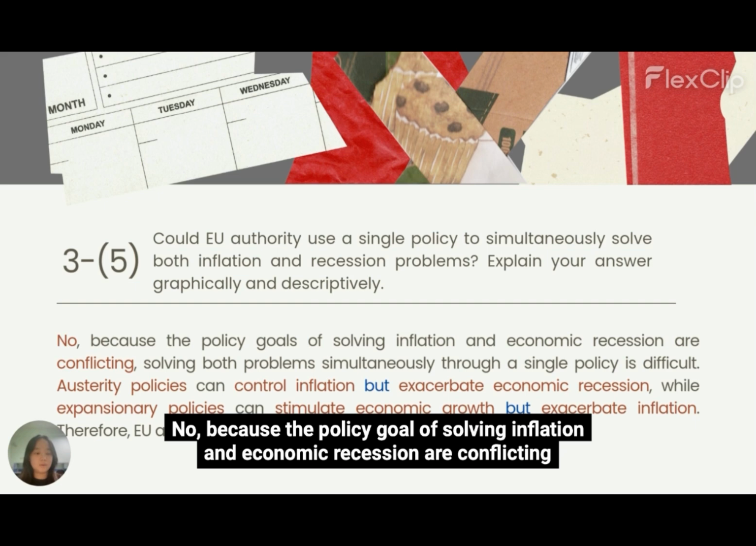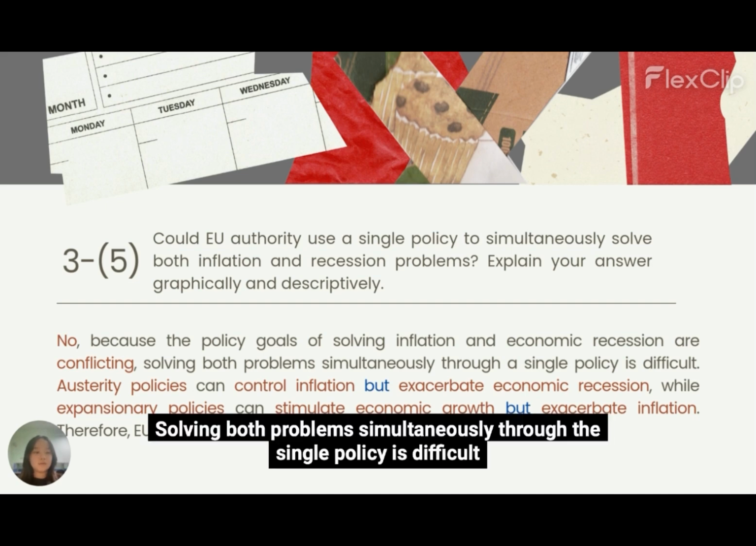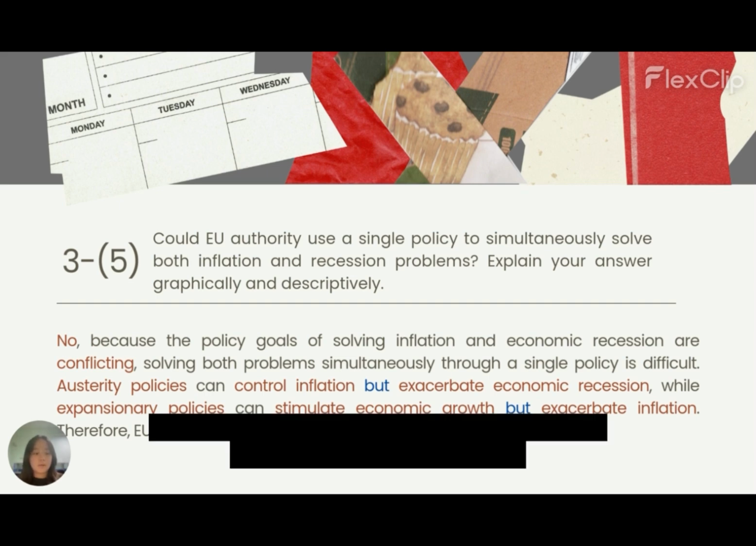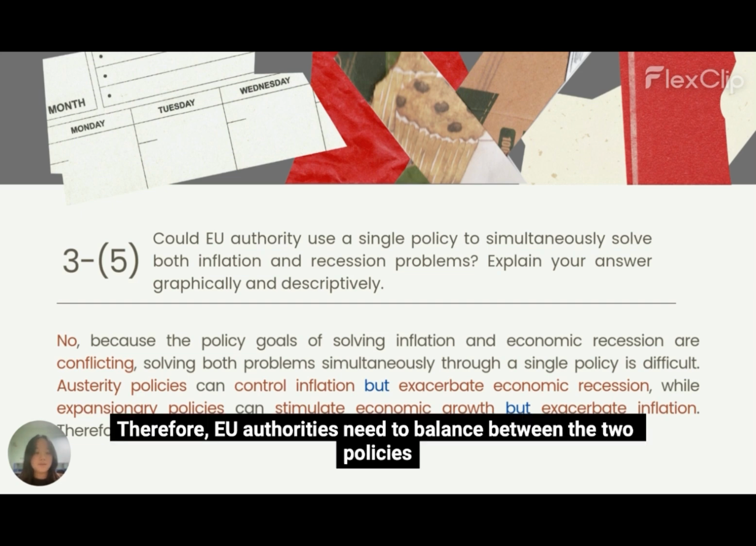No, because the policy goals of solving inflation and economic recession are conflicting. Solving both problems simultaneously through a single policy is difficult. Austerity policy can control inflation but exacerbate economic recession, while expansionary policy can stimulate economic growth but exacerbate inflation. Thereby, EU authorities need to balance between the two policies.